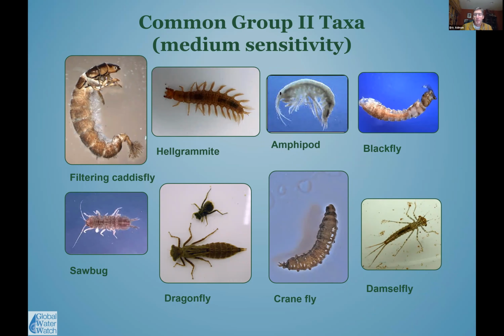And then you can see some of these other creatures that we find in group 2. So again, depending on if we're finding more of group 1 or group 2, that's going to affect our index value.